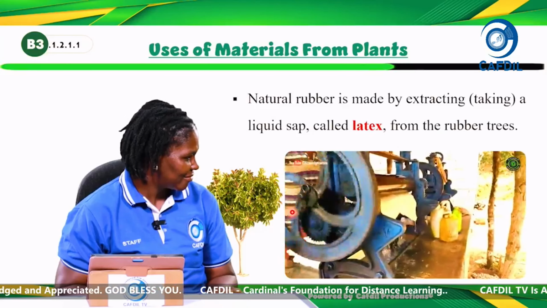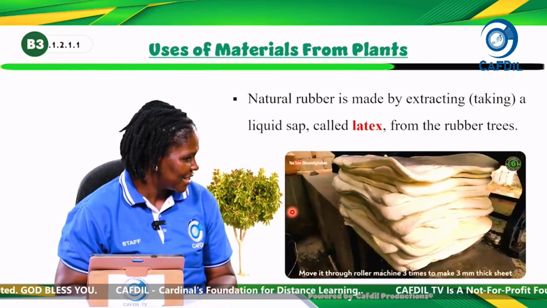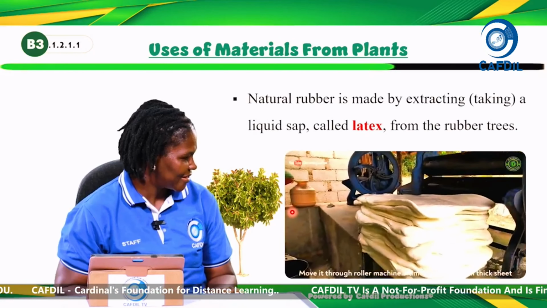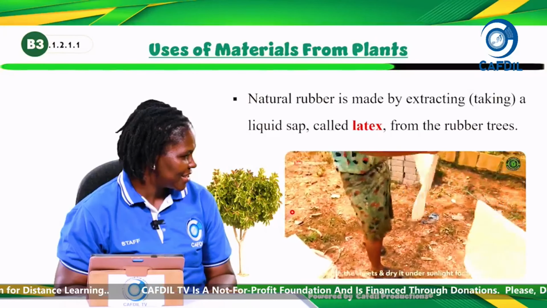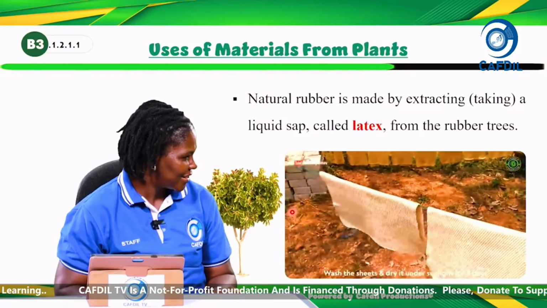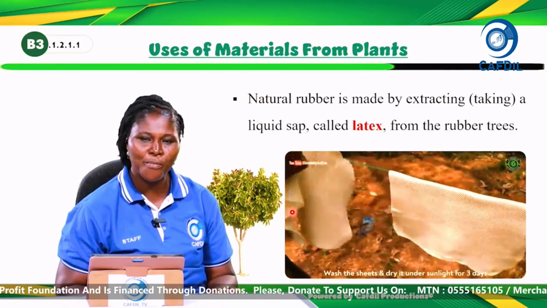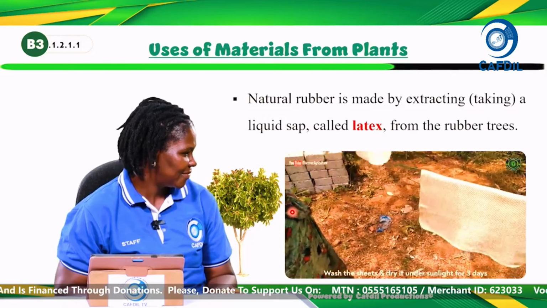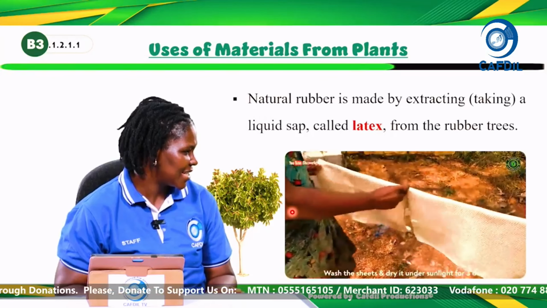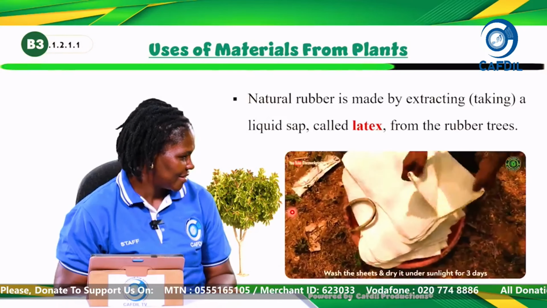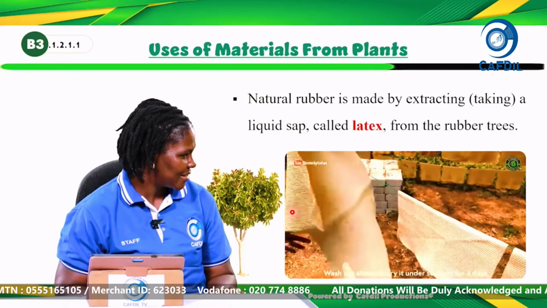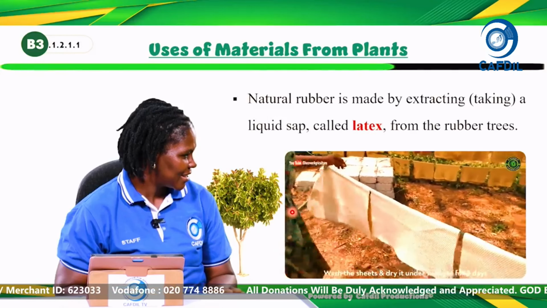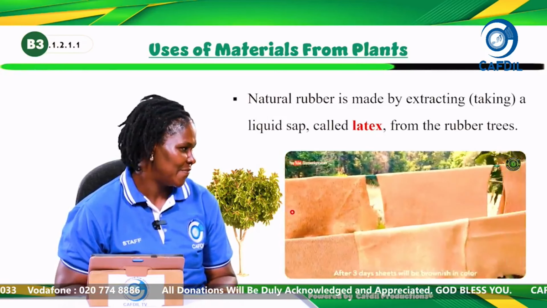They will take it to another machine and they will roll it. So this is the rubber. Then after that they will put it in the sun to dry. So this is how we get rubber from plants. They wash it and dry it under sunlight for 3 days. For 3 good days. Very, very nice. So we get so many things from plants.